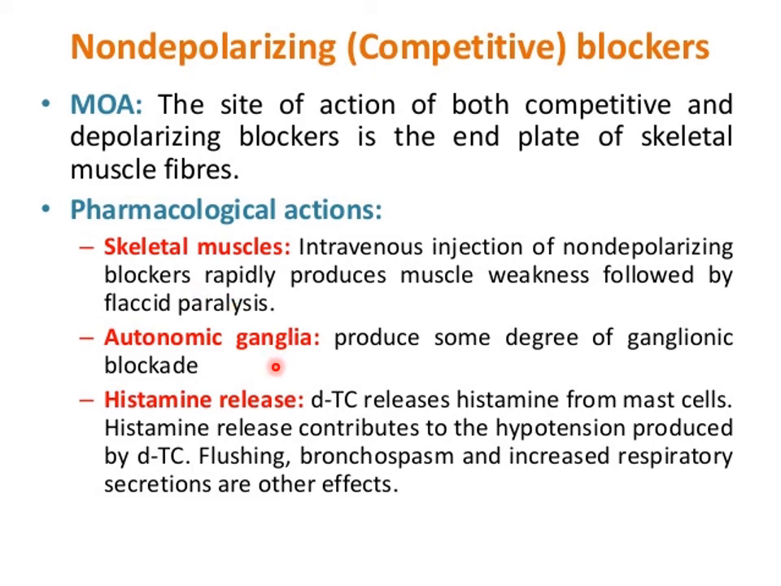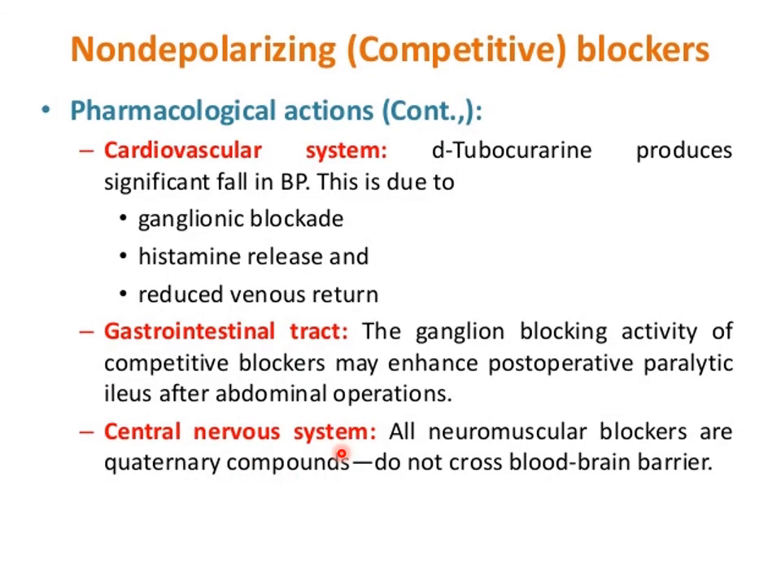They have certain actions on autonomic ganglia and produce some degree of ganglionic blockade. Some non-depolarizing blockers like d-tubocurarine release histamine from the mast cells, and as you know, histamine release contributes to hypotension. It can cause bronchial spasm, flushing, and increased respiratory secretions. On the cardiovascular system, d-tubocurarine produces a significant fall in blood pressure. Why? Because of ganglion blockade, histamine release and reduced venous return.